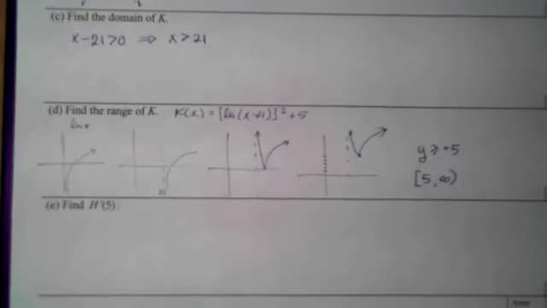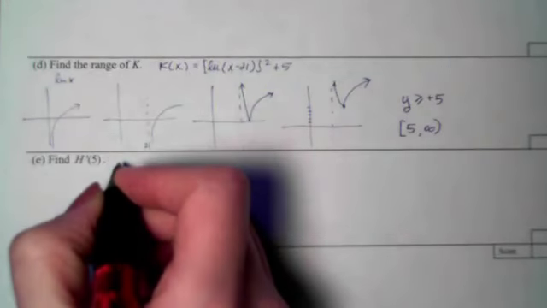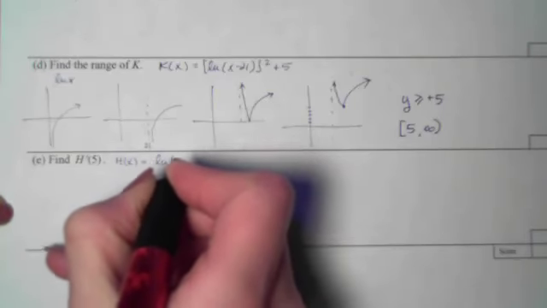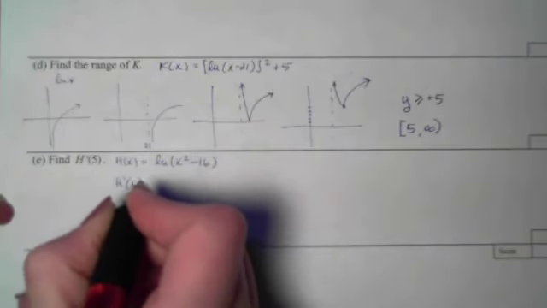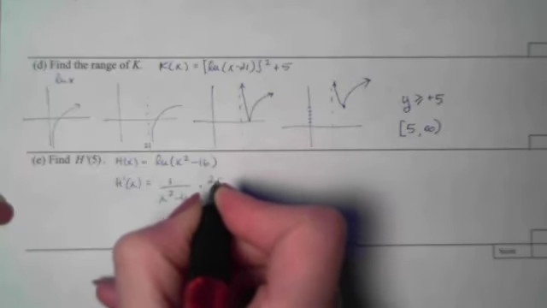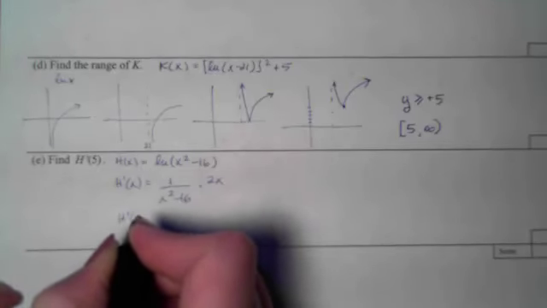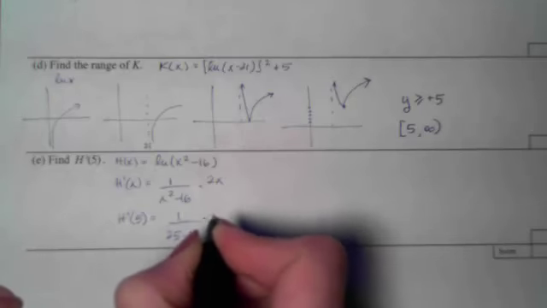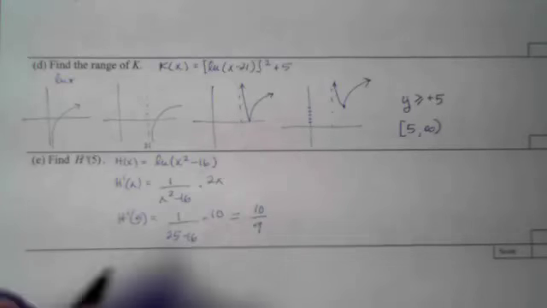Last but not least, we need to find the derivative of h. So I'll write h again since it's out of our sight. We'll have h of x is the log natural of x squared minus 16. So the derivative of that is 1 over the inside times the derivative of the inside. And now we want to evaluate at 5. So if I plug that in, I'll get a 25 minus a 16 times a 10, which simplifies down to 10 over 9, and we're done.